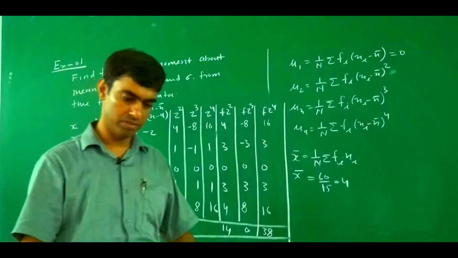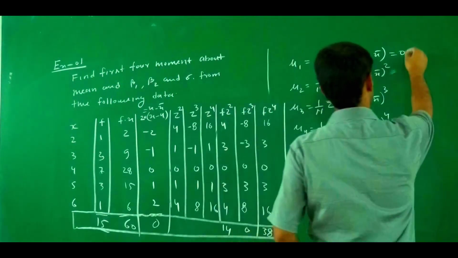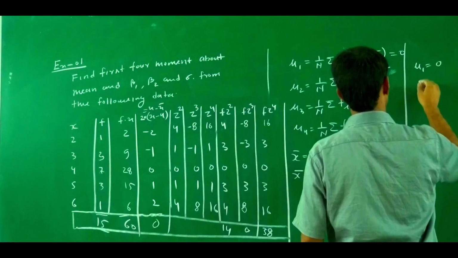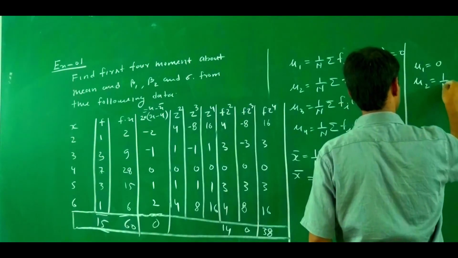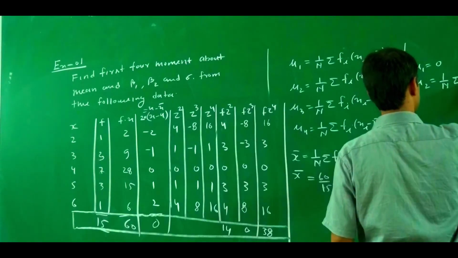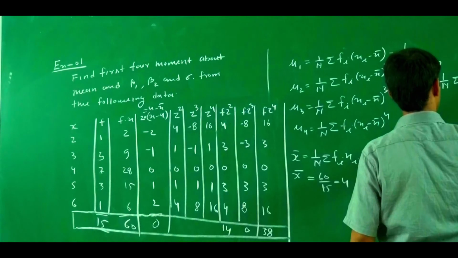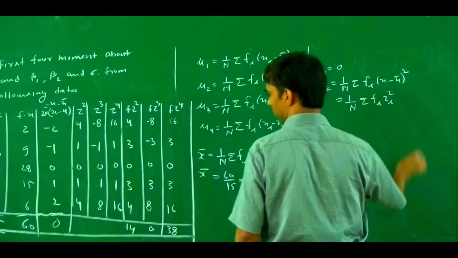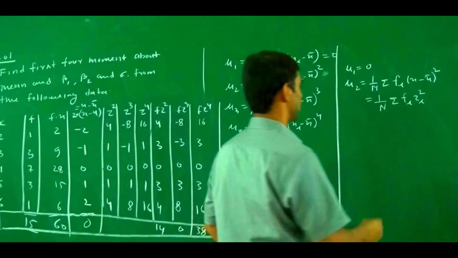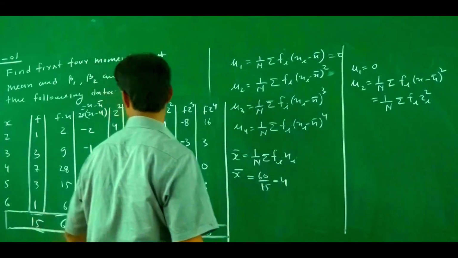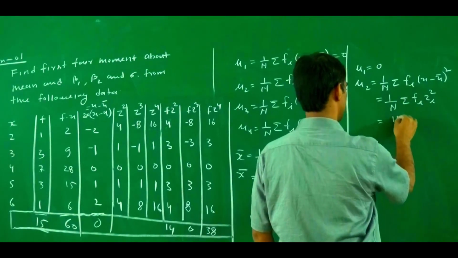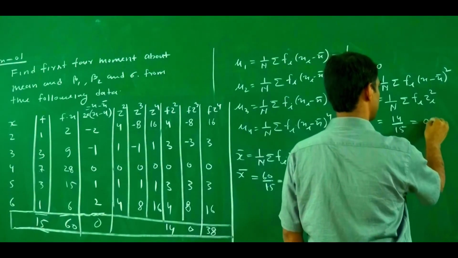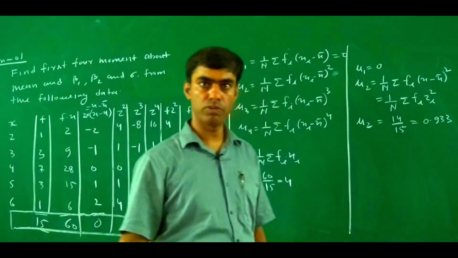Now what are the values? Mu1 equal 6. Mu2 equal what? 1 upon n summation of fi xi minus x bar whole square, and this one equal 1 upon n summation of fi zi square. What is the value for fi zi square? This one is 40. And what is the value for capital N? Capital N is 50. So this becomes 14 by 50. This one is the value for mu2, and if you simplify, this one is 0.933.